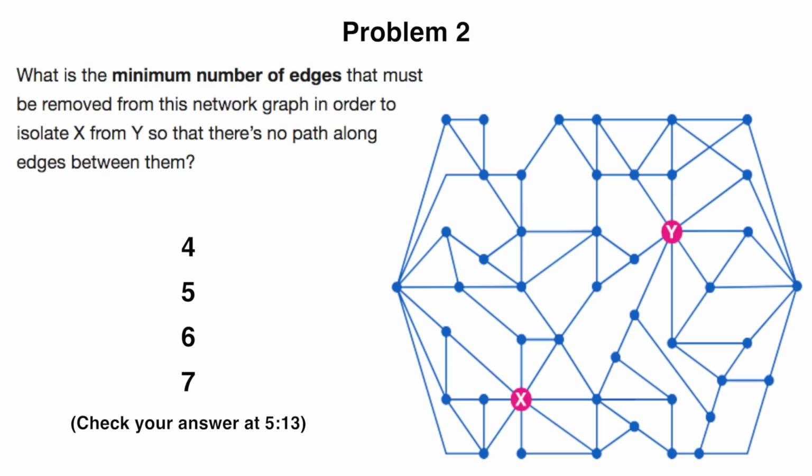Problem 2. What is the minimum number of edges that must be removed from this network graph in order to isolate x from y so that there's no path along the edges between them? The options are 4, 5, 6, or 7.